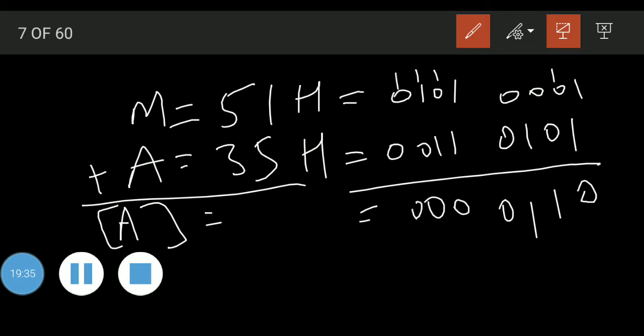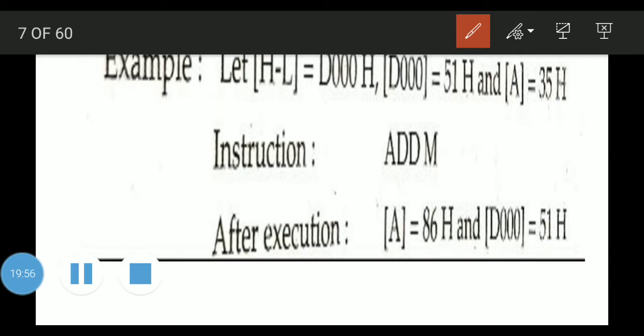Now this becomes 8, 1000 becomes 8, and 0110 becomes 6. 86H will be my answer in the accumulator. So after execution we will get 86H in the accumulator and the content of memory will remain 51H. I hope all the students have understood this instruction.